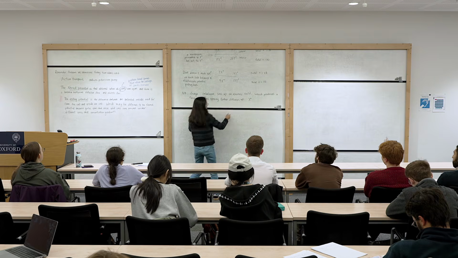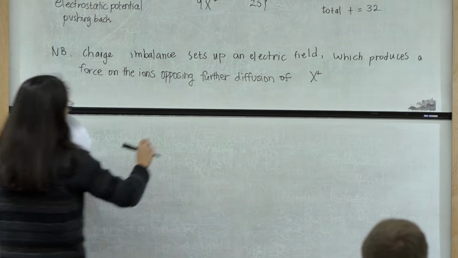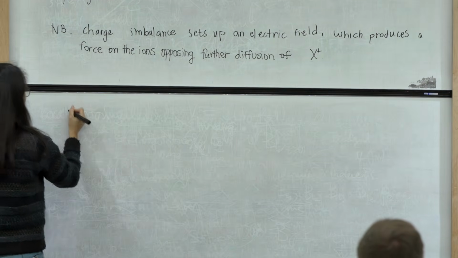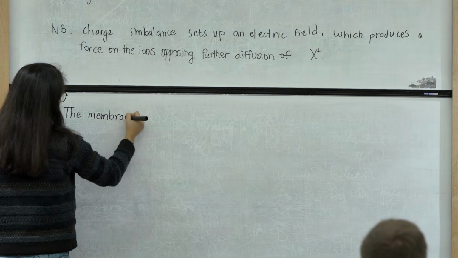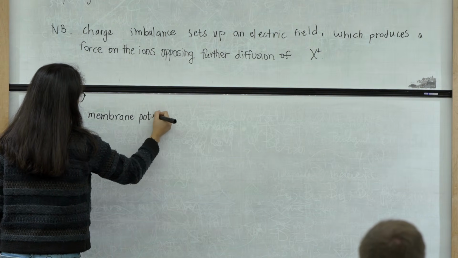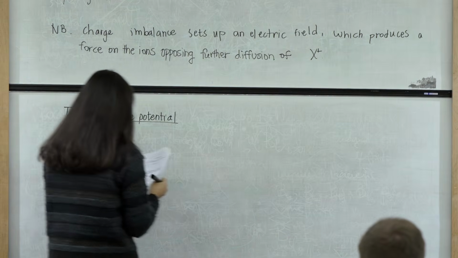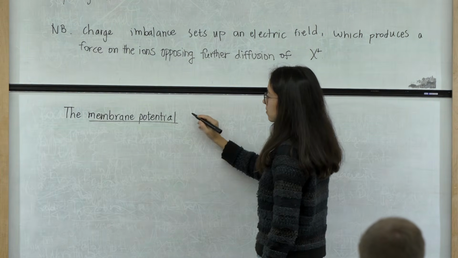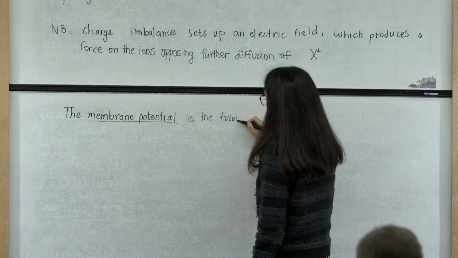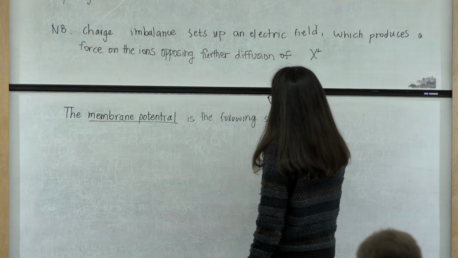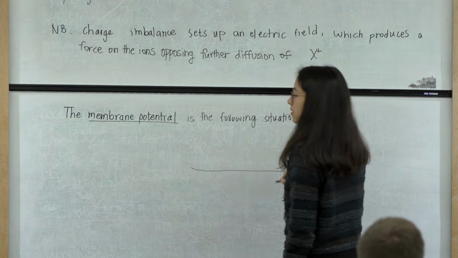All right. So there is also the notion of a membrane potential. So I'm also going to do a schematic situation of that, and we're going to stress what's the difference between the two. So the membrane potential is the following situation. Again, I'm going to do it through an example. So let's draw again the cell membrane.